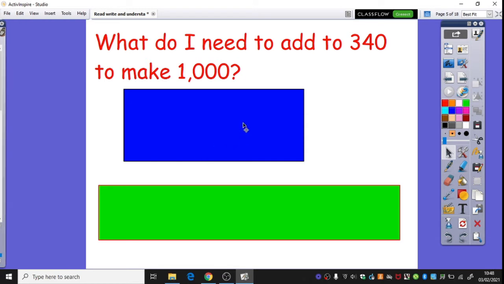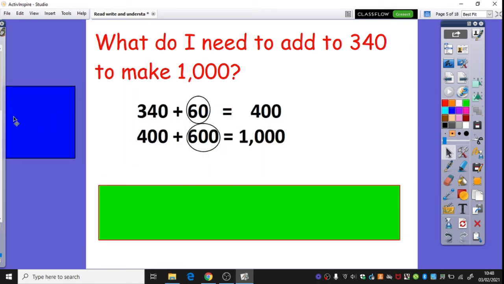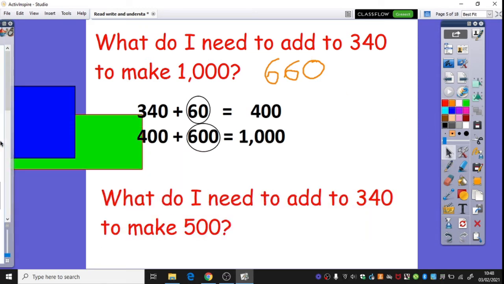Now, just taking it a step further, for those of you that might like a challenge, what do we need to add to 340 to make 1,000? Again, we need to think about the fact that if we start on 340, this time we want to get to the next 100. So we're going to add 60. You can see here that gets us to 400. And then 400 add 600 makes 1,000. So altogether, what do we need to add to 340 to make 1,000? We need to add 660.